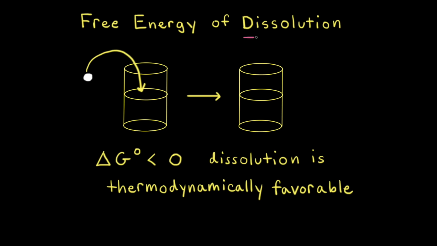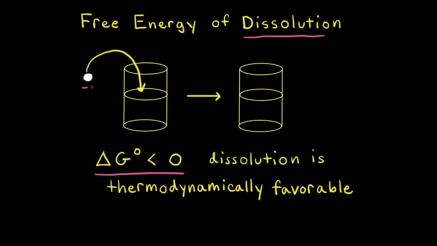The term dissolution refers to the dissolving of one substance in a solvent. The dissolved substance is now called a solute, and the solute plus the solvent form a solution. If the standard change in free energy, delta G naught, is less than 0, the dissolution is thermodynamically favorable.